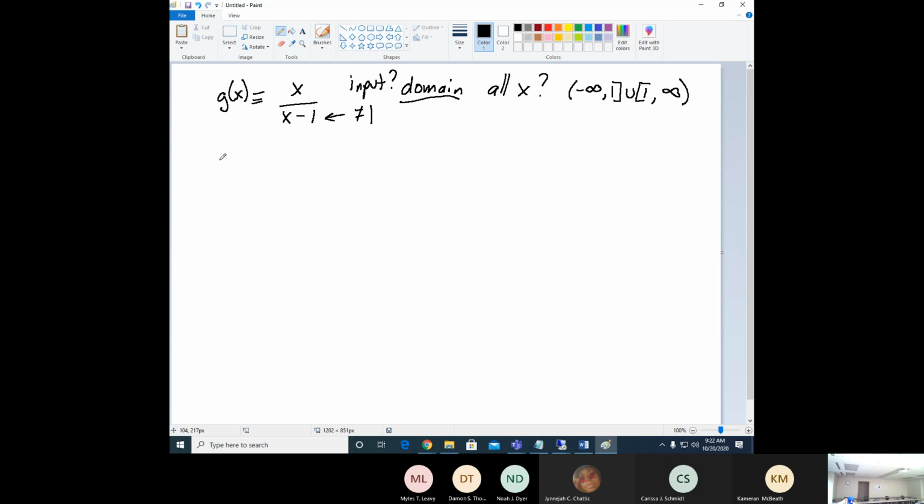Well, let's make another function, a little more interesting. Let's make another function called f of x, defined as sine of x divided by x. What's that going to look like? Well, let's think about what that would look like.